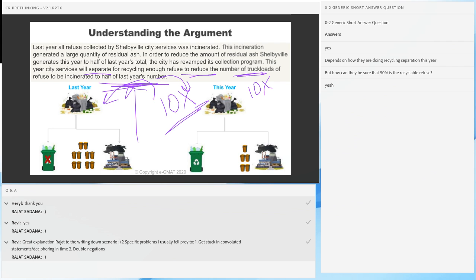But how can they be sure that 50% is recyclable? Do you care, given this data point? If they're telling you this year city services will separate for recycling enough refuse to reduce, how will they ensure? We don't care. What do we care about? What's going to burn? What's going to come for incineration? Because incineration generates refuse.